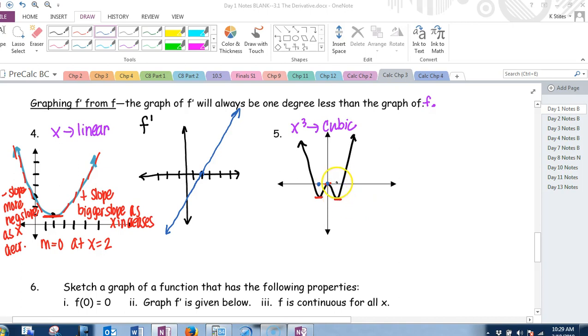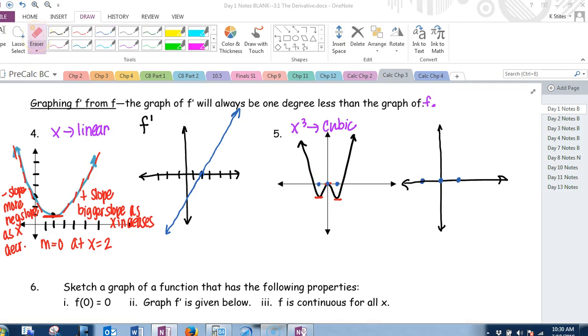0, and then something in the positives. I didn't give you numbers here, so it doesn't need to be exact. So that's where your slope is 0. Okay, so slope is 0 at 0. Slope is 0 a little to the right. Slope is 0 a little to the left.